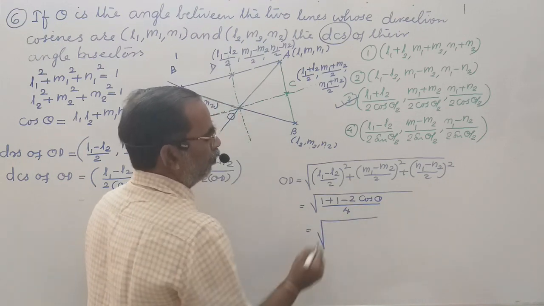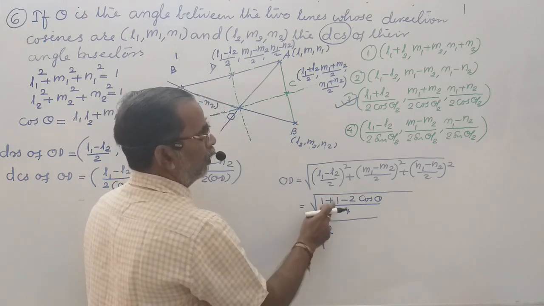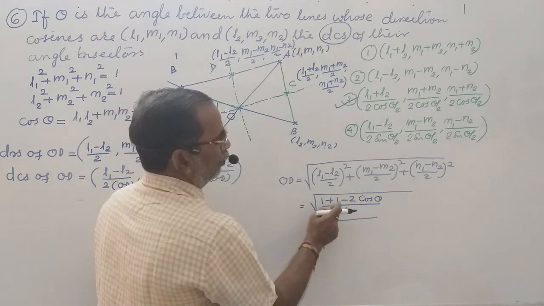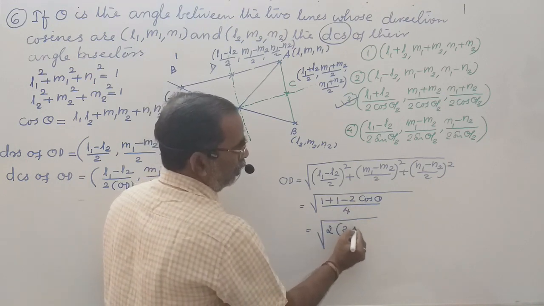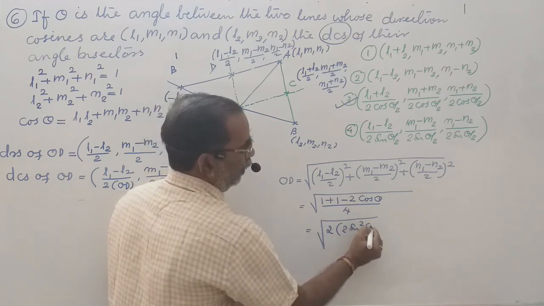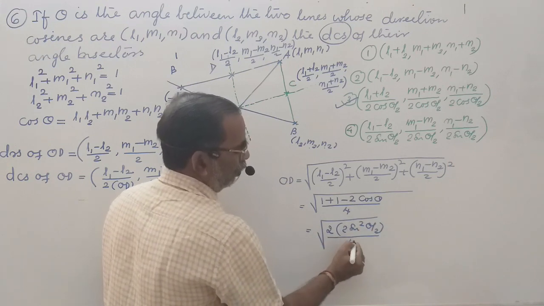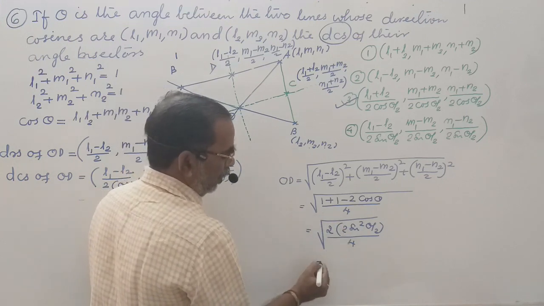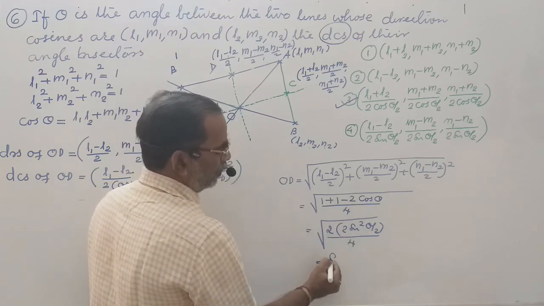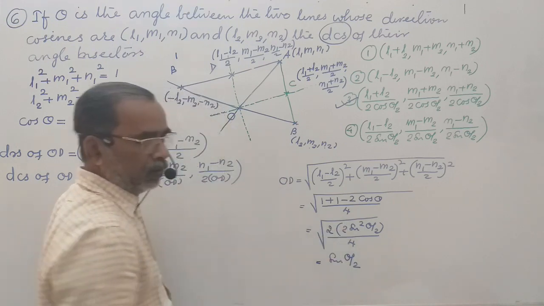Therefore root over. Here I will take 2 common. Taking 2 common, we will have 1 minus cos theta. 1 minus cos theta is 2 sin square theta by 2, divided by 4. 2 into 2 is 4 and this 4 gets cancelled. We will have under root of sin square theta by 2, which is sin theta by 2.